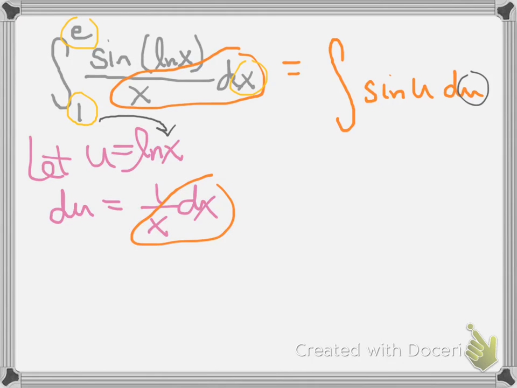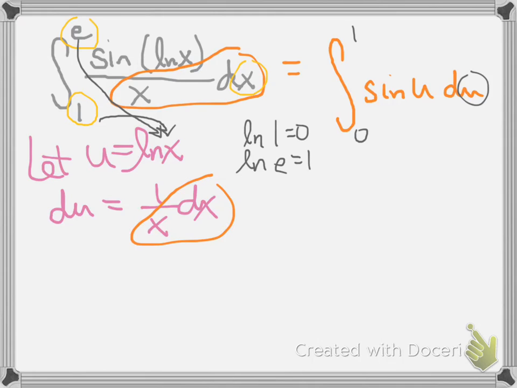Hopefully you know that the natural log of 1 is 0, so my new lower limit is going to be 0. And then I'm going to do the same thing. I'm going to plug in the e for x over here as well, because e is an x value. And I'll get the natural log of e, which hopefully, again, you know is 1. And so my new definite integral is the definite integral from 0 to 1 of sine u du.